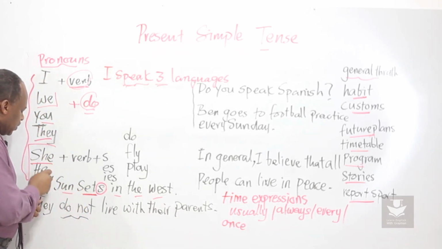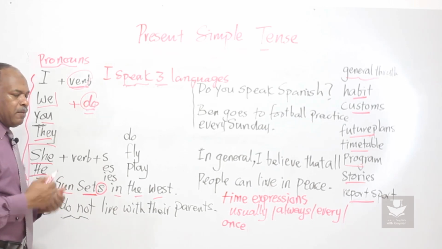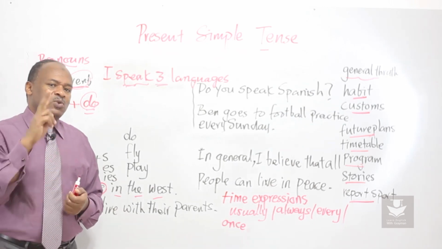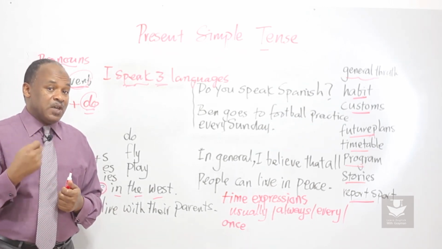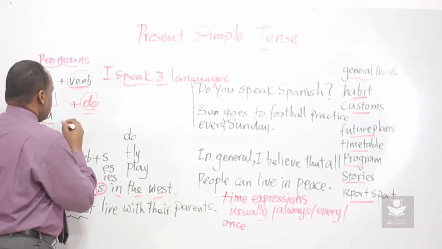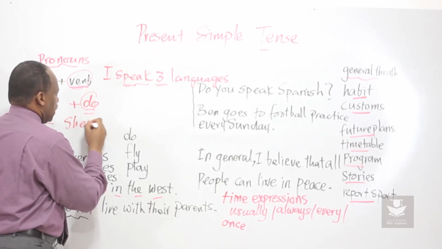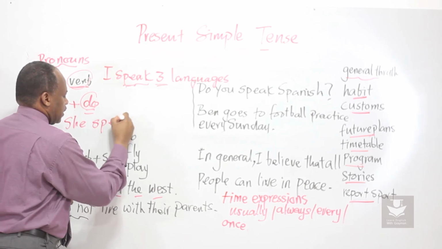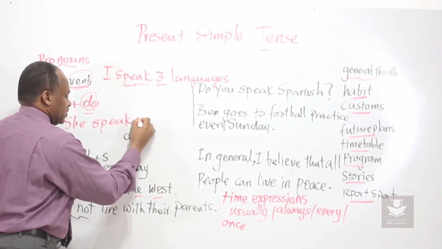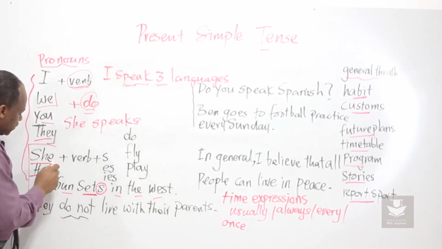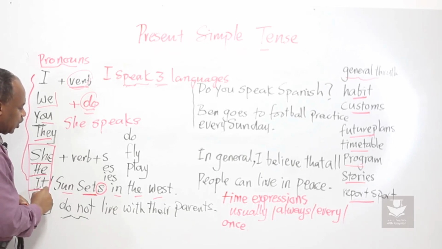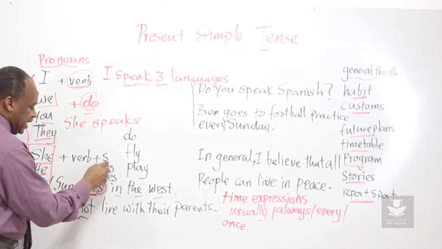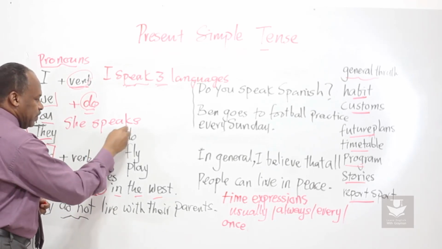But if I want to talk about my daughter, for example, she speaks 2 languages. She speaks, I said, she speak plus S. So if you want to talk about she, he, and it, you have to add an S with some verbs, like speaks.